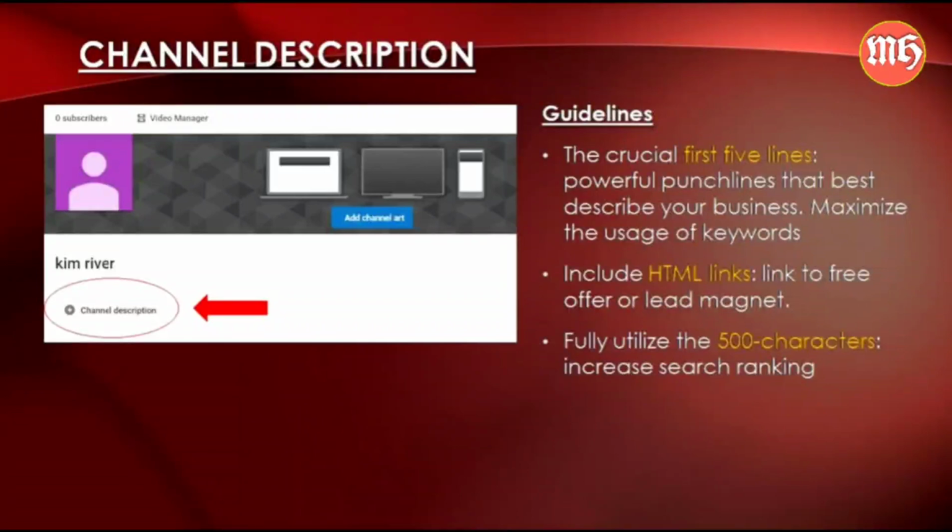YouTube gives you 500 characters to write in your description box. Use each one to the fullest. Treat it like a little blog post and leverage it to the greatest value in order to increase your search ranking, not just on YouTube search, but also on other search engines connected to YouTube.